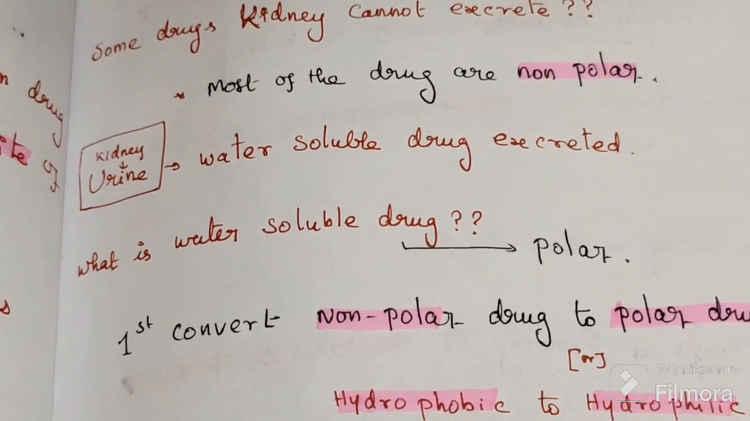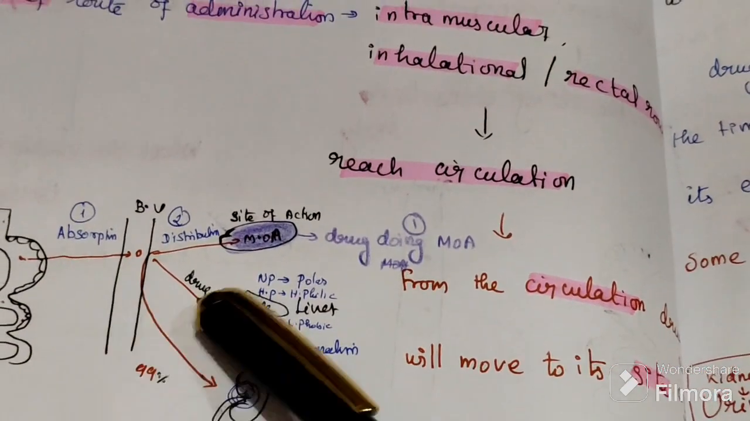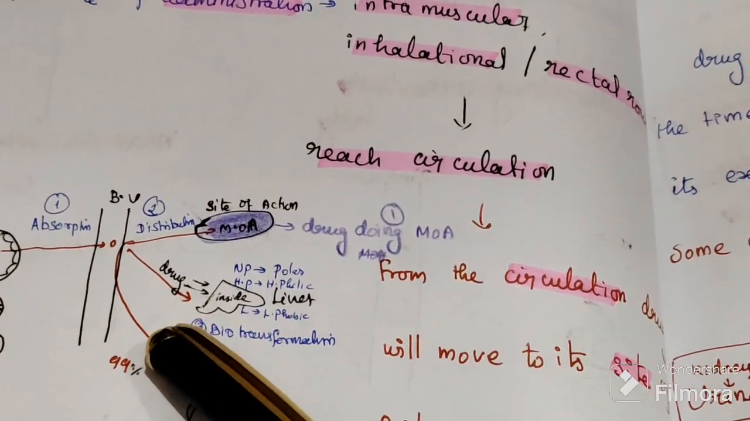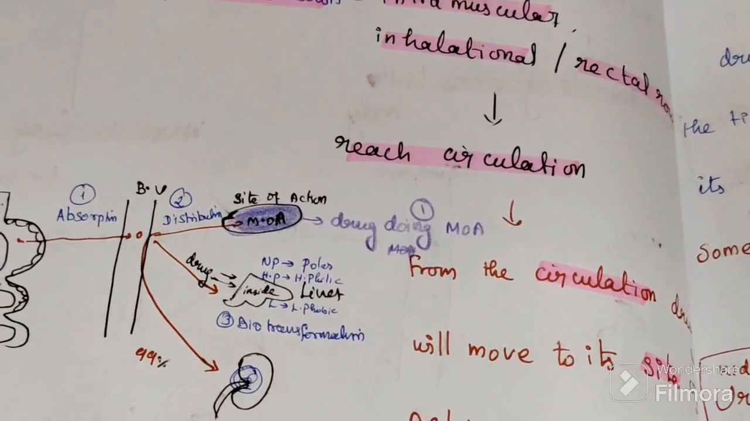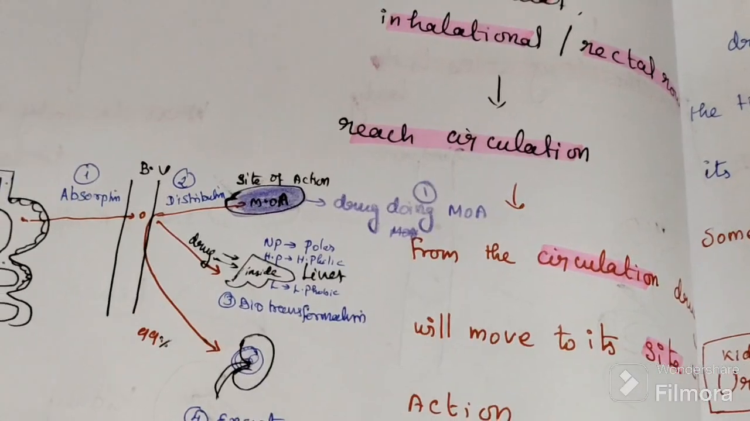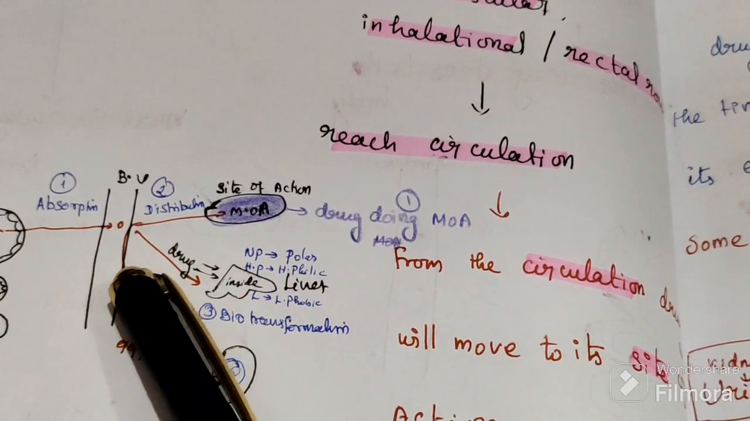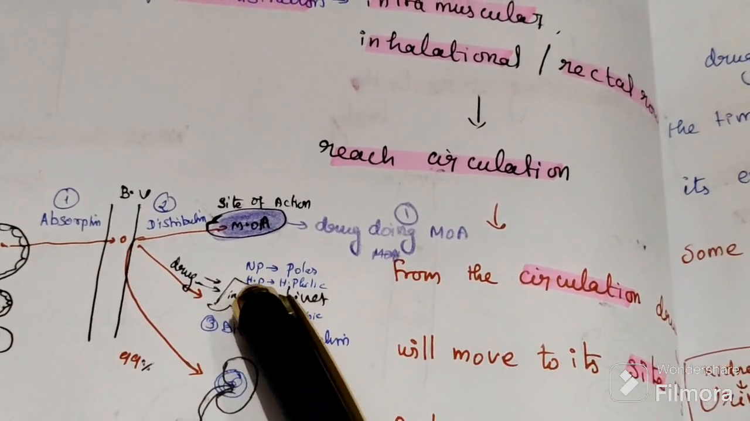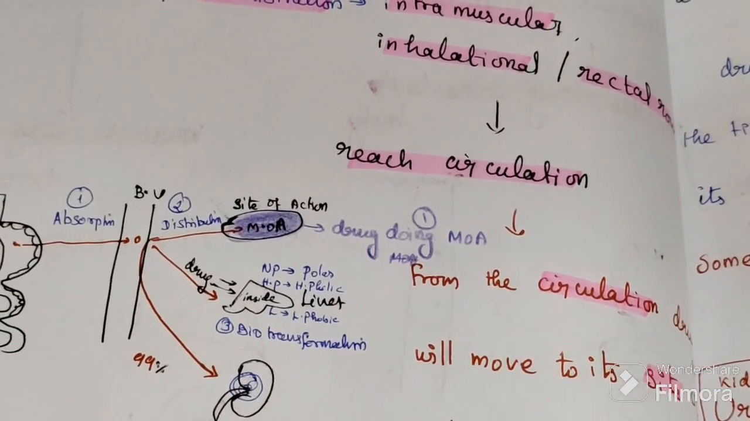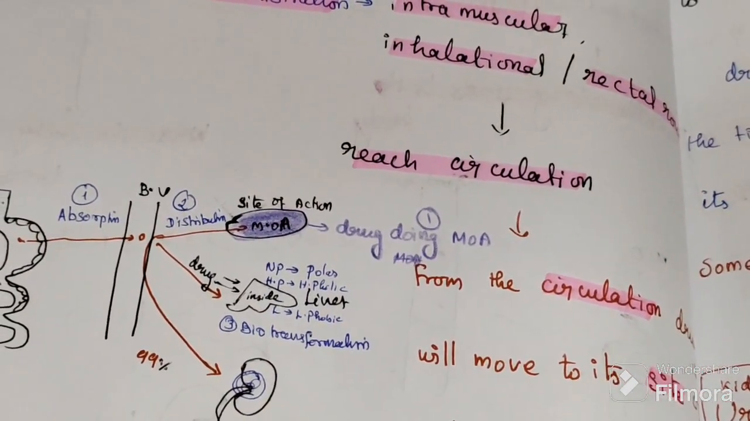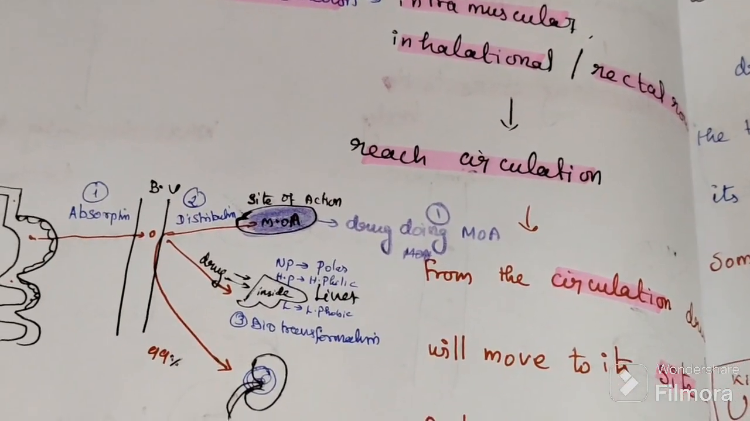So what is the drug doing? The drug goes to the liver. Can you please convert me from non-polar to polar? My job is over now, I want to get excreted. So the liver says yes. Now these drugs will go inside the liver hepatocytes. Inside the hepatocytes, enzymes are present, and they will convert you from non-polar to polar.